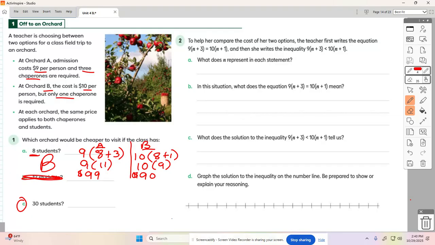You're doing the same thing we just did, except this time it's 30 students. All right, why did you turn around? Face front. I'm gonna go get me a calculator. Raise your hand if you need to borrow a calculator.